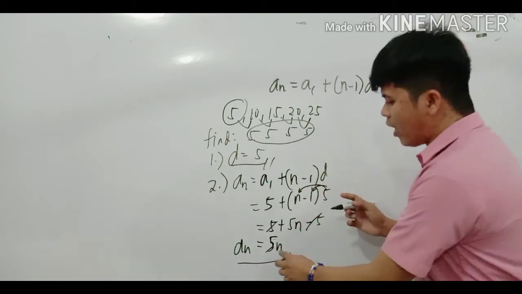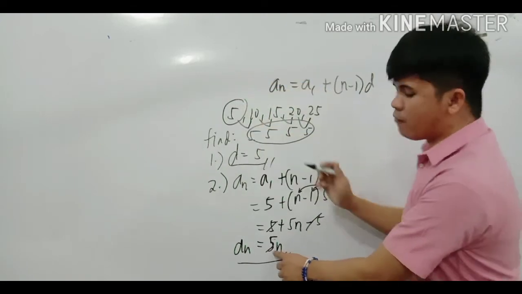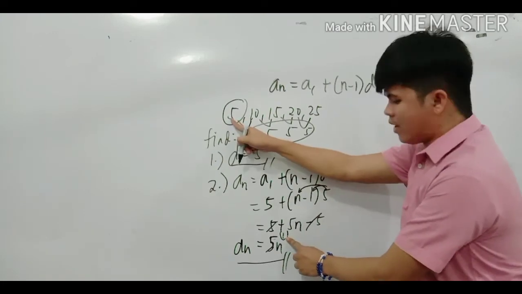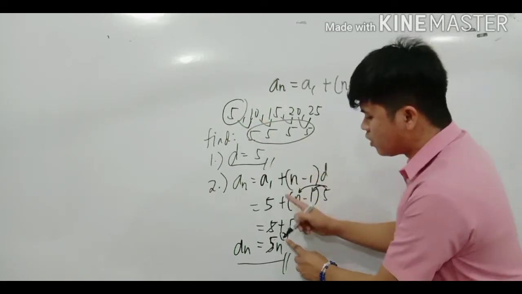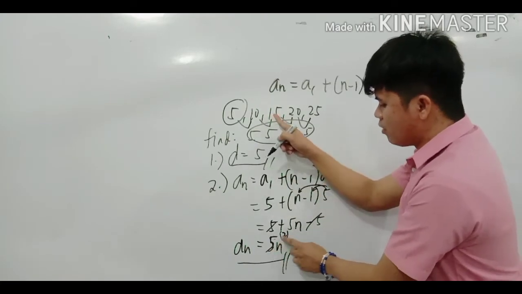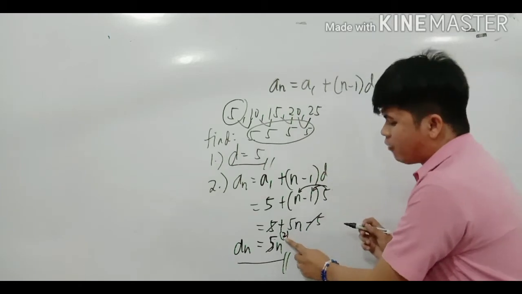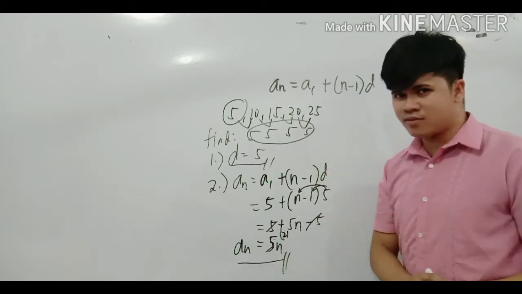Let's check. If n is 1, our first data is 5. Am I right? If n is 1, 5 times 1 will give us 5. Then if this is 2, 5 times 2 is 10. If this is 3, 15. Then, if this is 4, 5 times 4 will give us 20. And if this is 5, 5 times 5 will give us 25. So that means our formula is correct.